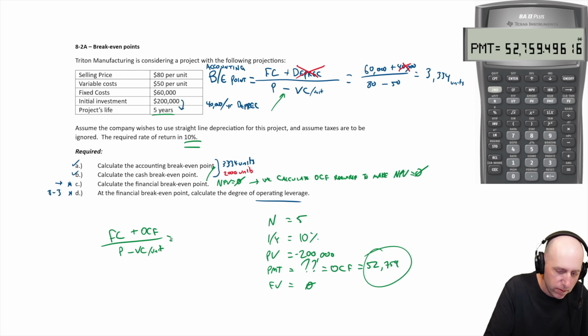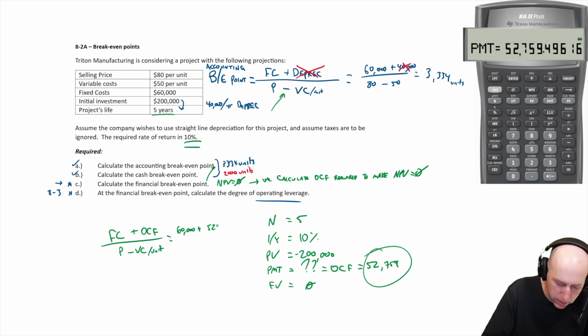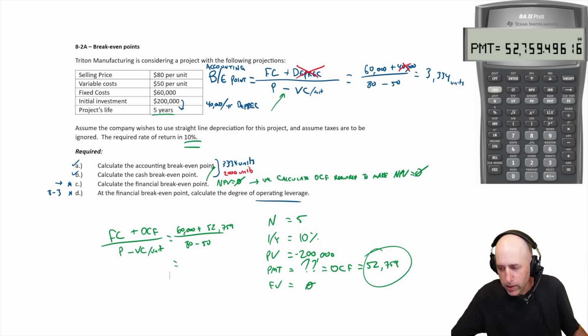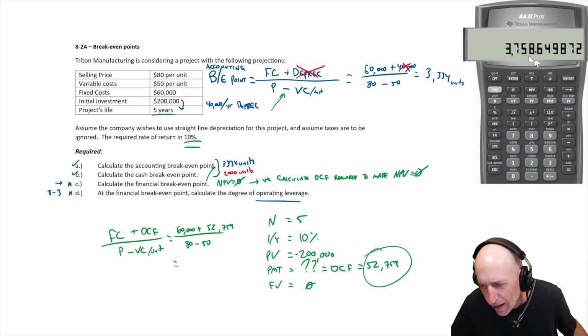So fixed costs here are 60. Our required OCF to get net present value of 0 is 52,759. P minus VC is still the same, 80 minus 50, so 30. So I'm just going to add 60,000 and 52,759, and now we divide by 30, and we get 3,759.